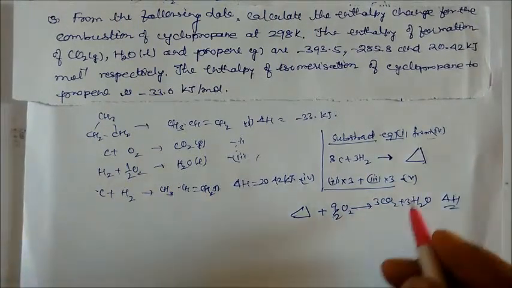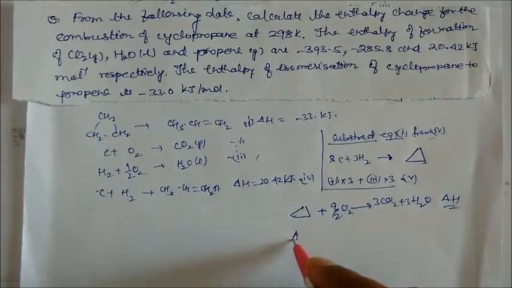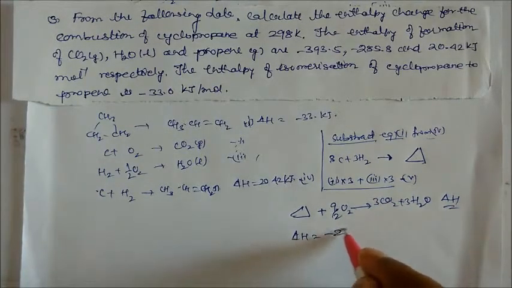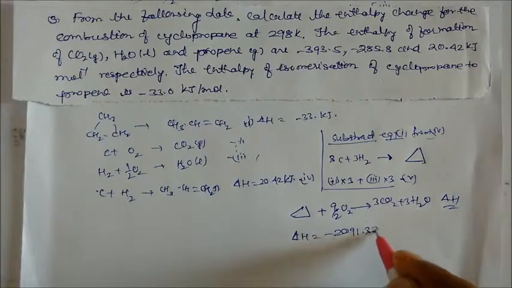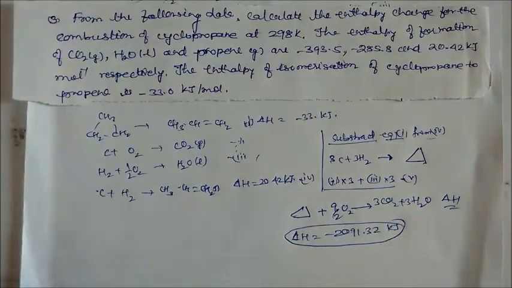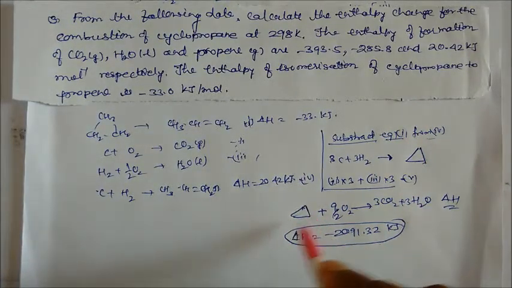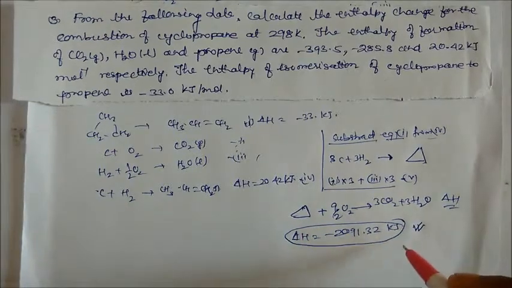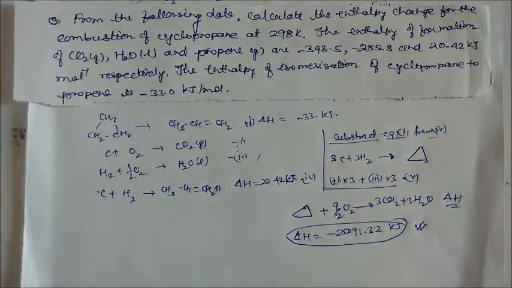So what is delta H? On subtracting we will get here delta H is equal to minus 2091.32 kilojoule respectively. So this is our answer, which is nothing but the enthalpy change for the combustion of cyclopropane. So this is our answer for the enthalpy change of cyclopropane.